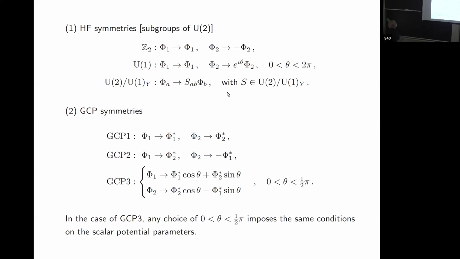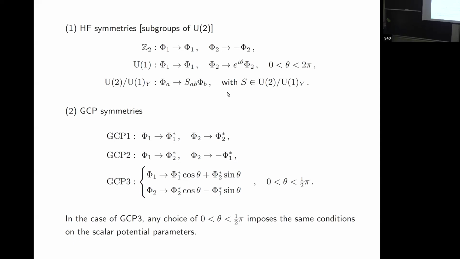For the Higgs flavor symmetries, here are three possibilities. This is a familiar one, Z2, which changes the sign of one scalar and not the other. This U(1) is the famous U(1) Peccei-Quinn. This is a slightly larger symmetry: basically the full U(2) symmetry that preserves the kinetic energy term, except that U(1) hypercharge is automatically a symmetry. It doesn't change anything because it's a gauge-invariant Lagrangian, so I mod out the U(1).